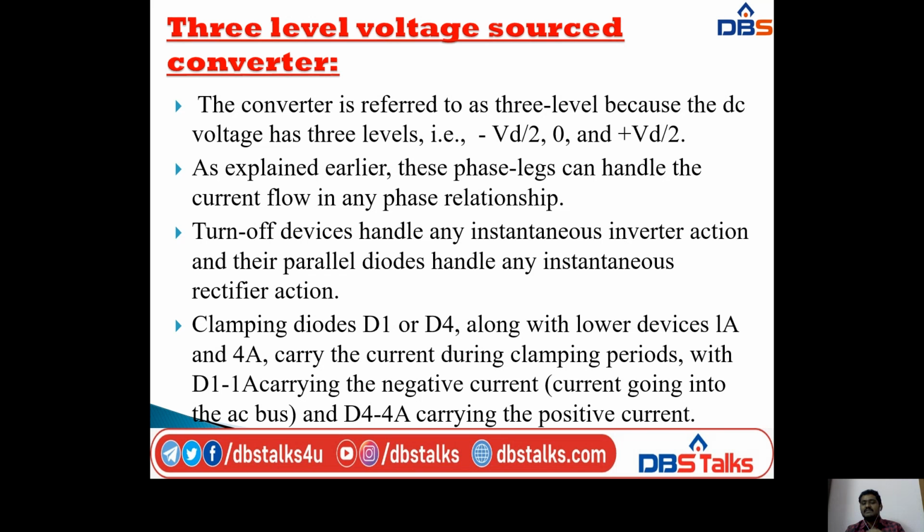Clamping diodes D1 or D4 along with the lower devices 1A and 4A carry the current during clamping periods, with D1 to 1A carrying the negative current, that is current going into the AC bus, and D4 to 4A carrying the positive current, that is current going into the DC side.